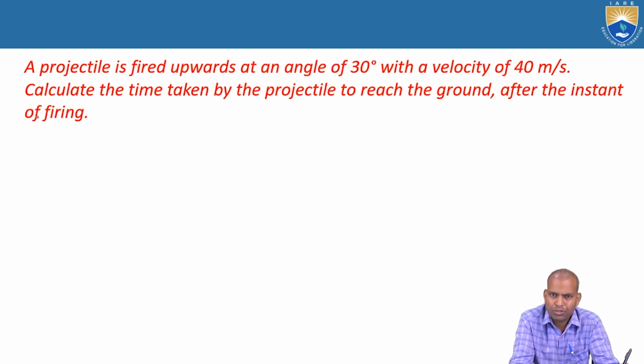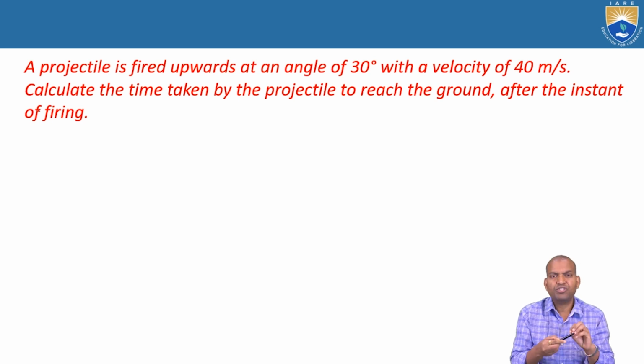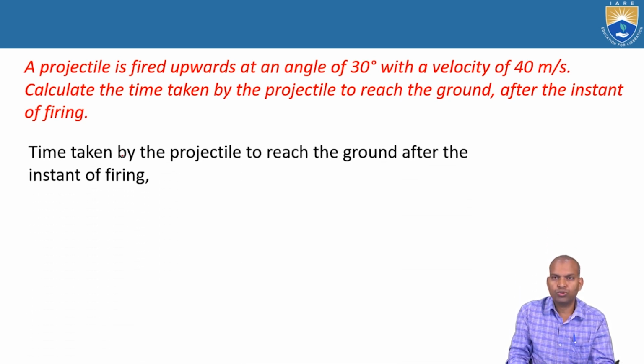Projectile means, what do you mean? A projectile is nothing but, if you are using a gun, that bullet is a projectile. Good, that is the meaning. So a projectile is fired, that means a bullet is fired upwards at an angle of 30 degrees with a velocity of 40 meters per second. How much time will it take to reach the ground? That's what you have to calculate. That is nothing but time of flight. What is the time of flight? T equal to 2u sin alpha by g.